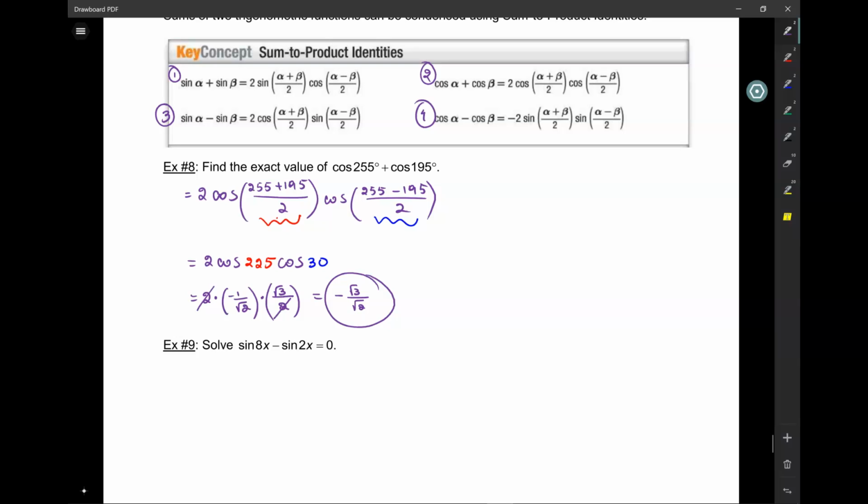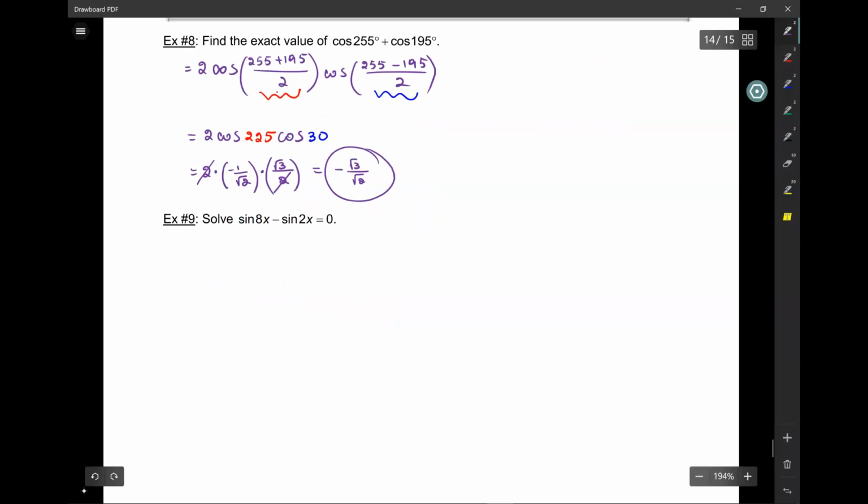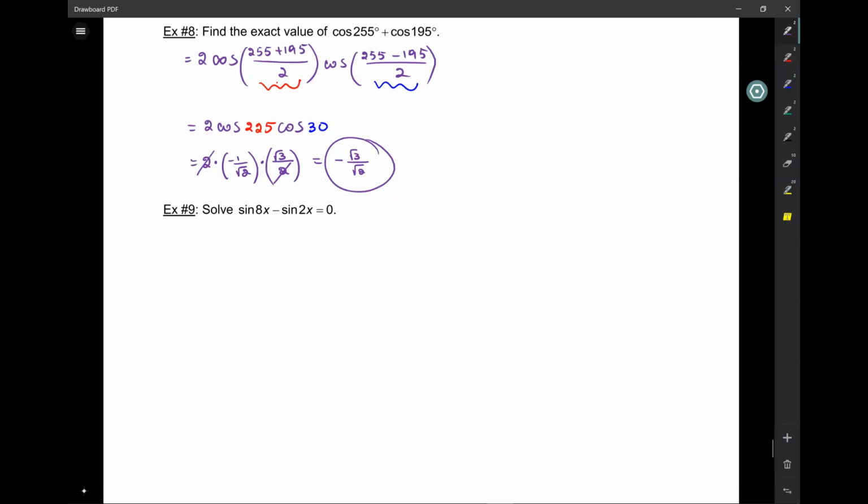Did you know before you came here today that you could have done cosine of 195 plus cosine of 255 without even using a calculator? Who would have thought? All you need is a sheet of identities, and then we are set for life. Would you also accept negative root 6 over 2? Yep.